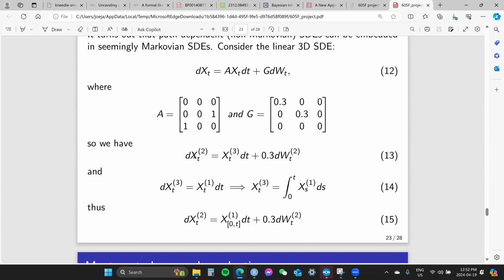So I'll go through step by step. Reading off this equation for the second component, dxt2 depends on xt3 dt plus some noise. But then if you look at xt3, reading off this equation, it depends in the same way on xt1 dt, and there's also no noise here. So if you assume that xt3 starts at 0, then you could write xt3 as an integral of the first one. And then you can substitute this into our original one. And this tells you that the second component depends on the first, but not in a linear way. It depends on it in terms of this integral.